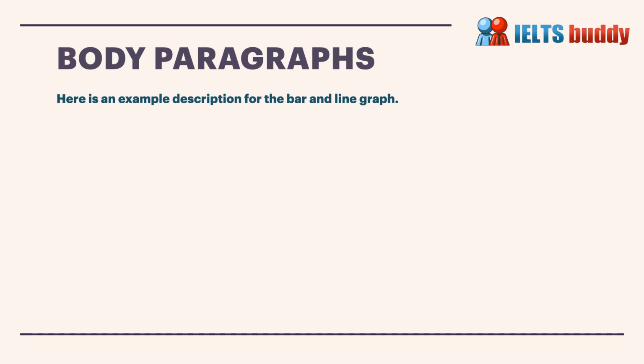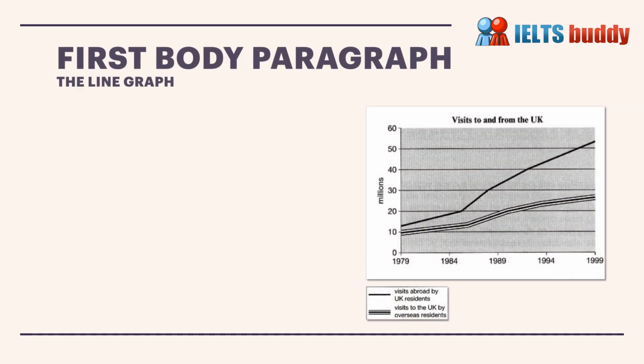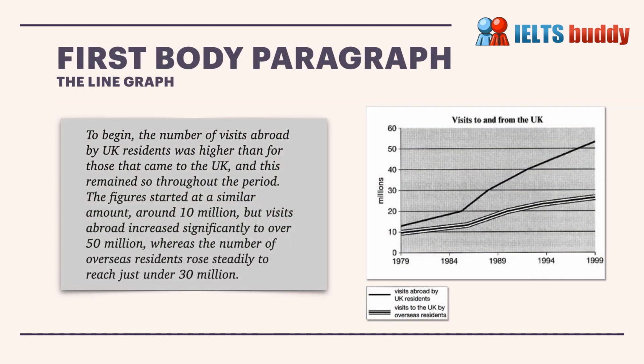So here's an example description for the bar and line graph. It's organized as follows. The first body paragraph talks about the line graph, and the second body paragraph the bar chart. So to begin, the number of visits abroad by UK residents was higher than that for those that came to the UK, and this remained so throughout the period. The figures started at a similar amount, around 10 million, but visits abroad increased significantly to over 50 million, whereas the number of overseas residents rose steadily to reach just under 30 million.